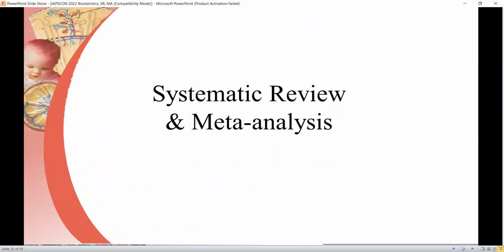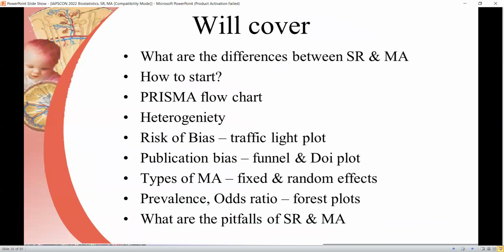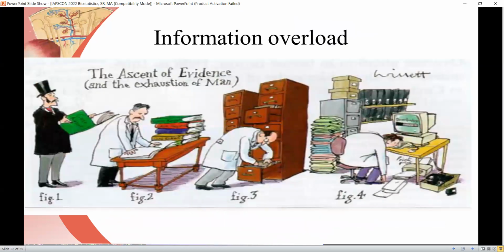So that is about the statistics. Now I'll go into systematic reviews and meta-analysis. What are the differences, how to start, and what are the various things we use in a systematic review. Now, why do we need systematic reviews and meta-analysis? The evidence can sometimes be overwhelming.